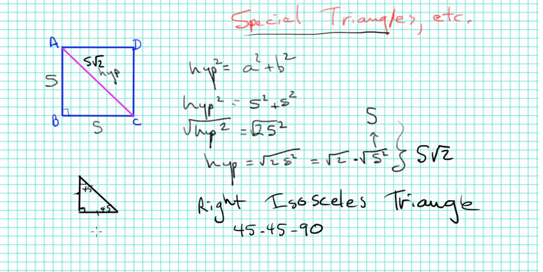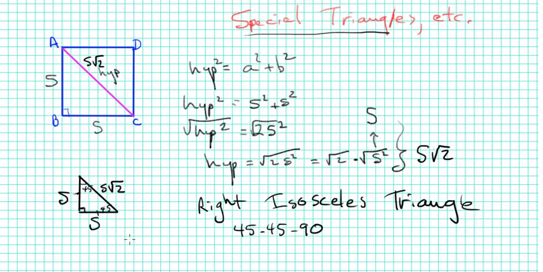And the ratio of side to hypotenuse is S square root of 2. The hypotenuse is always going to be S times the square root of 2.